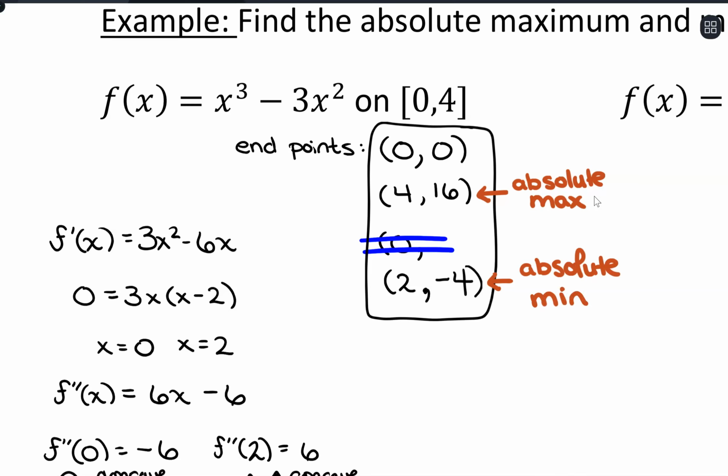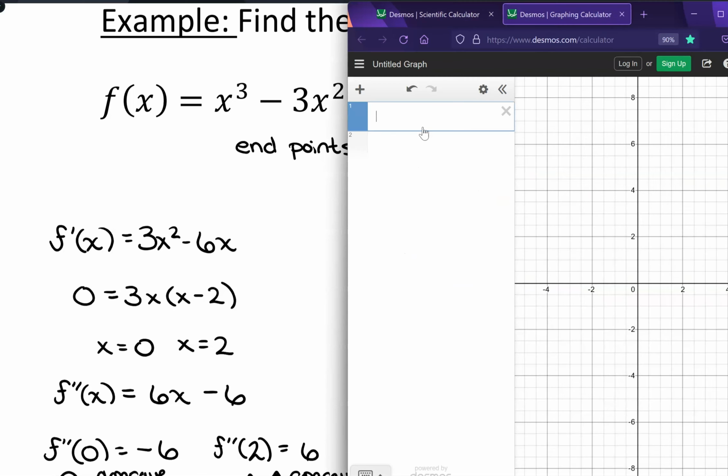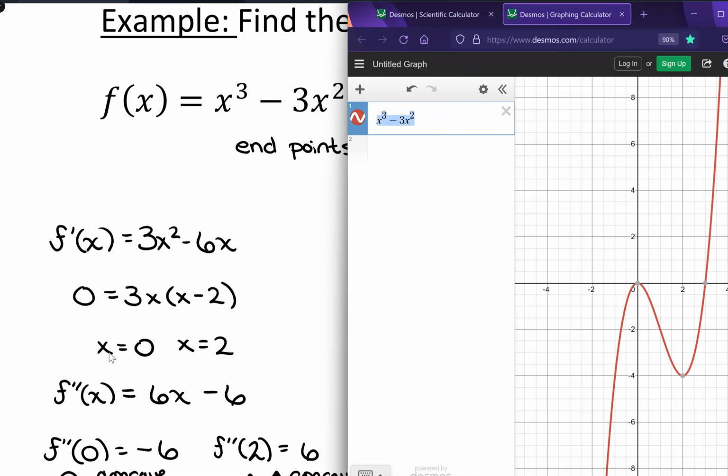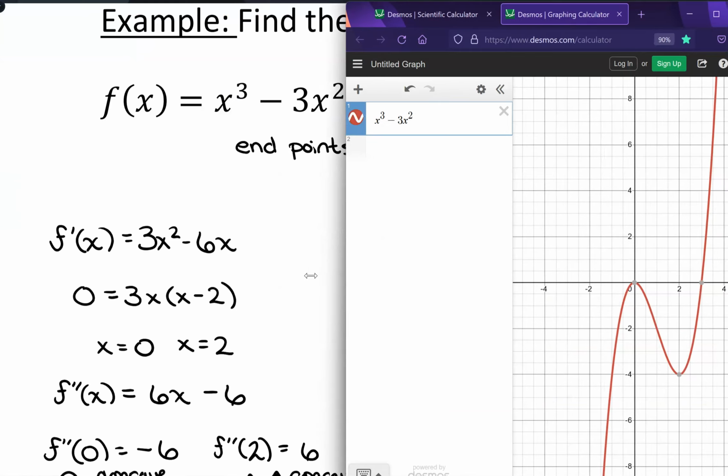And let's go ahead and take a look at this on the graph. Now with our graph, it's a little tricky since we're restricted to this domain of 0 to 4. We can still get a visual going for it. So x cubed minus 3x squared. And actually I can show you how in Desmos to restrict the graph.